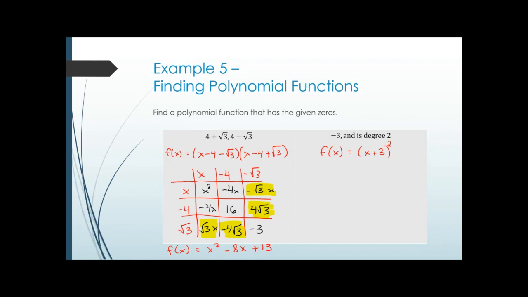So if it had told us it was like degree 5, we would need 5 of them, and they only gave us one number. So the other 4 must be the same number, which means an exponent of 5 on there. So when it tells you the degree, that means you need to have that many zeros, and if you don't, you just have to add those extra zeros in as exponents, until you've reached the degree. Okay.